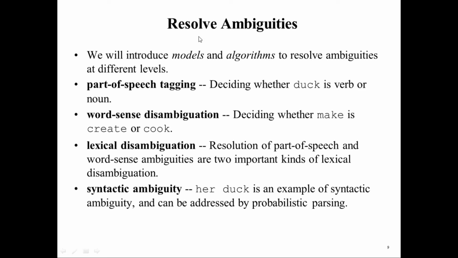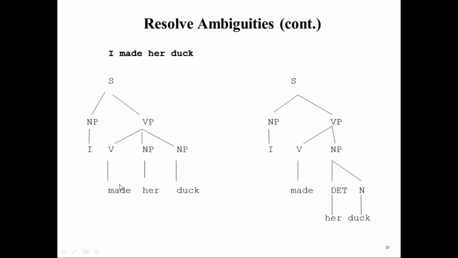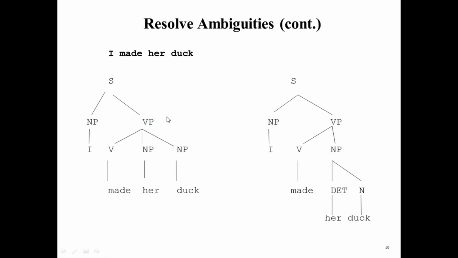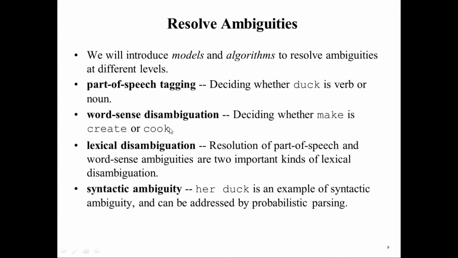This is again an important term. We will introduce models and algorithms to resolve these kinds of ambiguities at the different levels. One is part of speech tagging, word sense disambiguation, lexical disambiguation, and syntactic ambiguity resolution. Like part of speech: deciding whether duck is a verb or noun. Word sense: deciding whether make means create or cook. Lexical resolution of part of speech and word sense ambiguities are two kinds of lexical disambiguation. Her duck is an example of syntactic ambiguity, which can be addressed by probabilistic parsing.